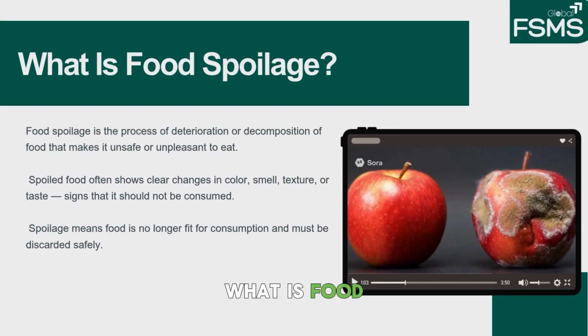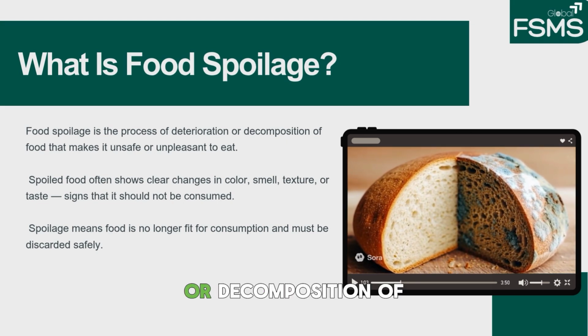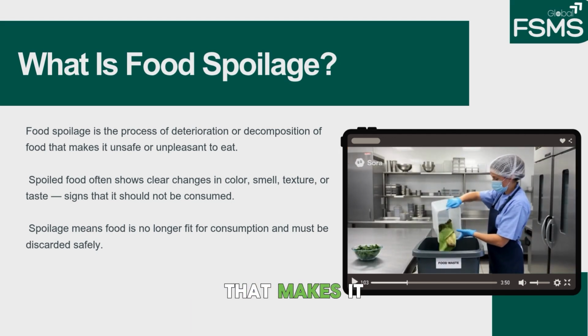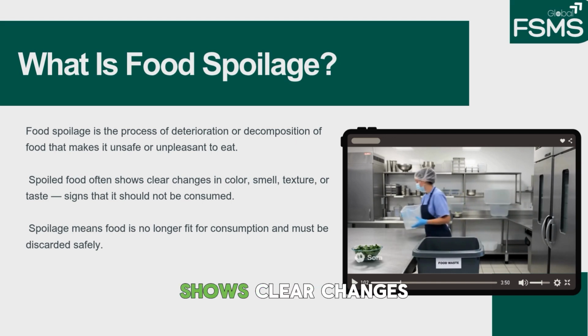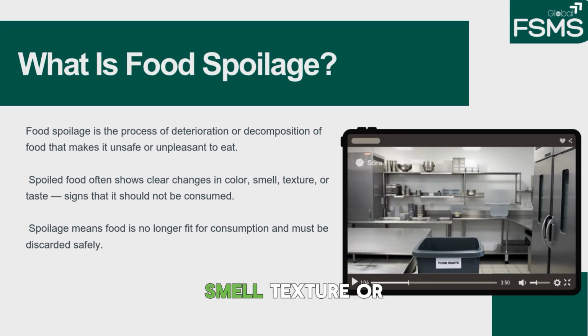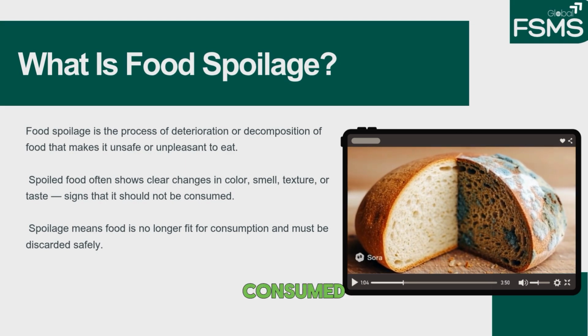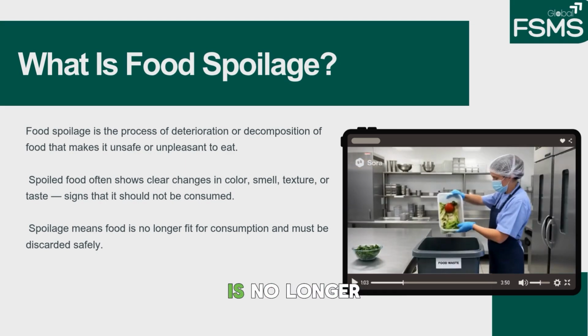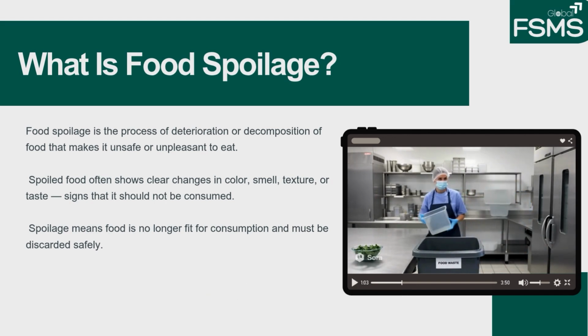What is food spoilage? Food spoilage is the process of deterioration or decomposition of food that makes it unsafe or unpleasant to eat. Spoiled food often shows clear changes in color, smell, texture, or taste, signs that it should not be consumed. Spoilage means food is no longer fit for consumption and must be discarded safely.